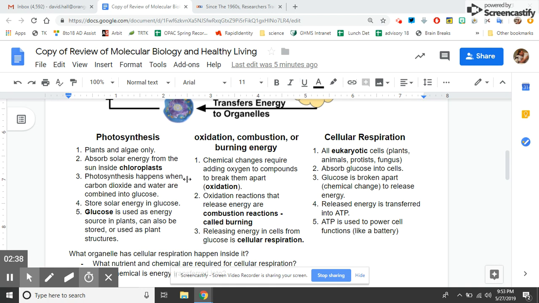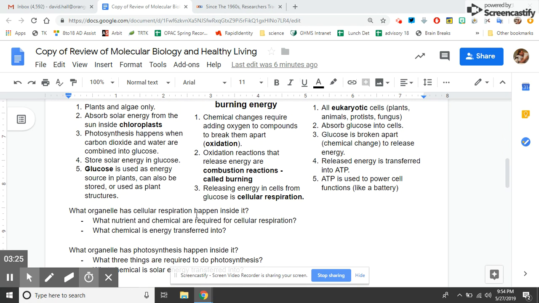Okay. Now, oxidation, combustion, and burning energy. Chemical changes require adding oxygen to compounds to break them apart. Oxidation reactions that release energy are combustion reactions called burning. Releasing energy in cells from glucose is cellular respiration. It happens in every cell. Cellular respiration occurs in all eukaryotic cells: plants, animals, protists, fungus. They absorb glucose into cells. Glucose is broken apart to release energy. Released energy is transferred into ATP. ATP is used to power cell functions like a battery, then recharged through cellular respiration and more.